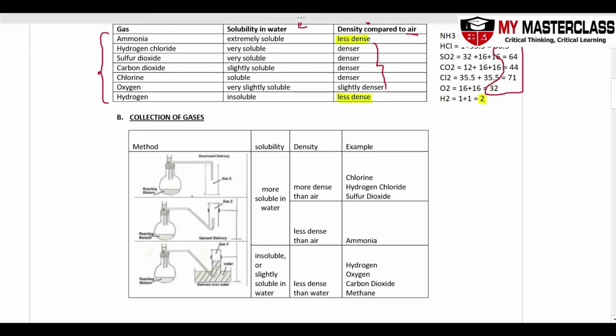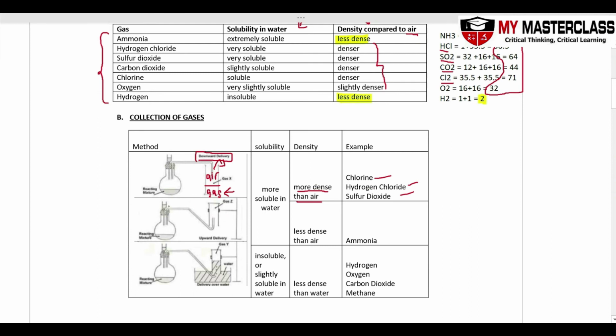We collect it using 3 methods. Number 1, we have downward delivery. In downward delivery, the gas is collected at the bottom, and air gets displaced on top and escapes. For this to work, the gas must be more dense than air, so that it sinks to the bottom. So all these gases that we just counted, HCl, SO2, CO2, Cl2, we can collect using downward delivery.